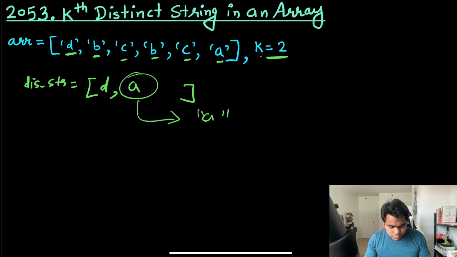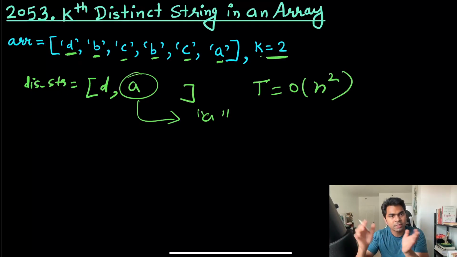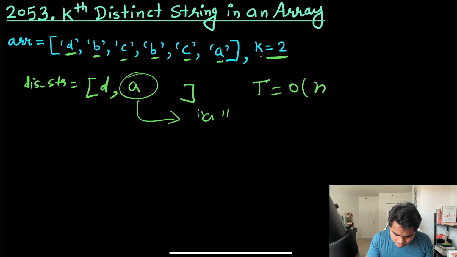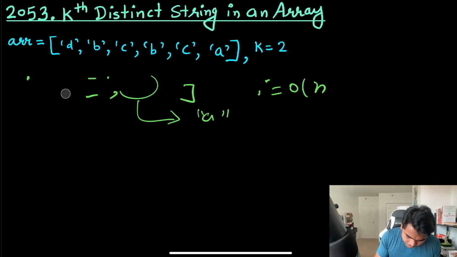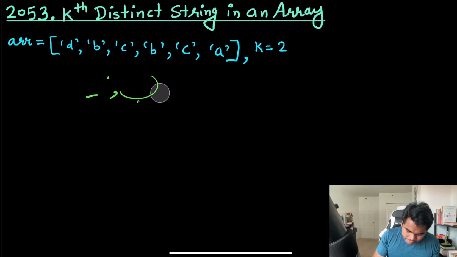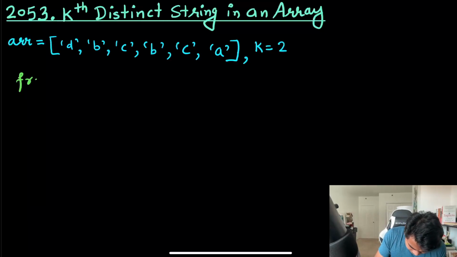That's the brute force solution, which will be of time complexity big O of n square, because for each element you are visiting the remaining array to check if it is distinct. Here we can bring down the time complexity if we introduce a little bit of space. What we'll do is create a dictionary that will store the frequency of all of these strings. I'll just call it frequency, and it will store for each element what their count is.